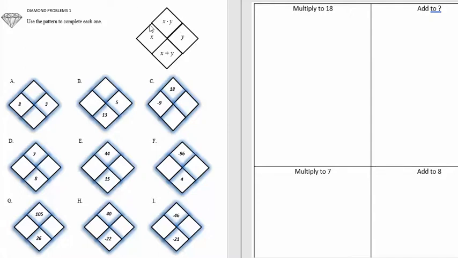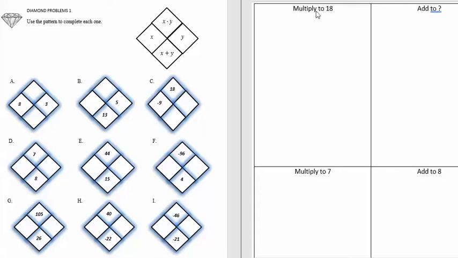At the top of the diamond are two numbers. We have x and y representing those numbers multiplied together. On the bottom of the diamond, we have what those two numbers add together to be, and the sides are what those two numbers are. So down here we have several examples. I'm going to leave A and B for you to work on. I'm going to just quickly talk about C.